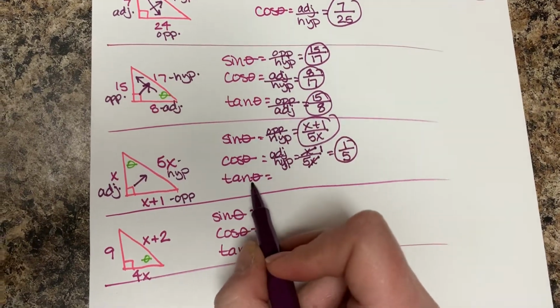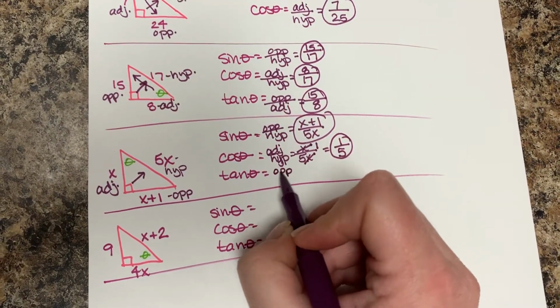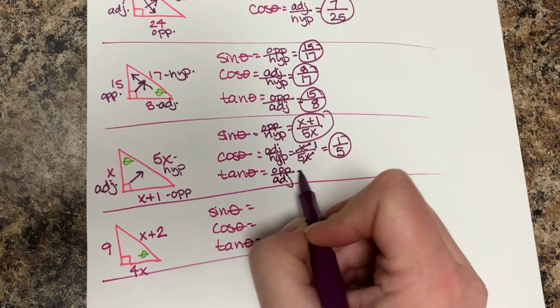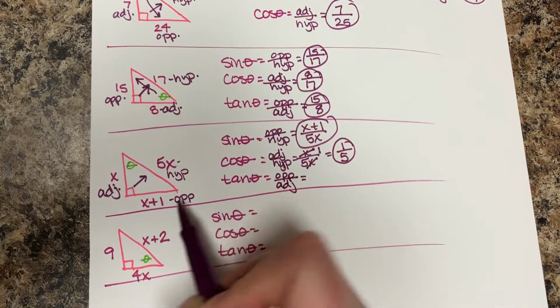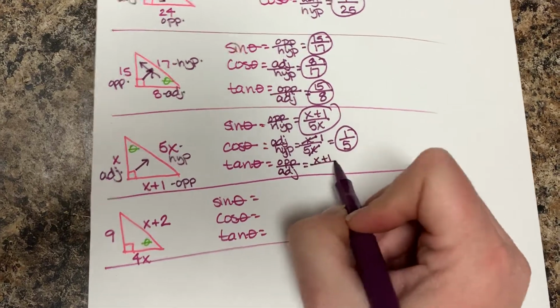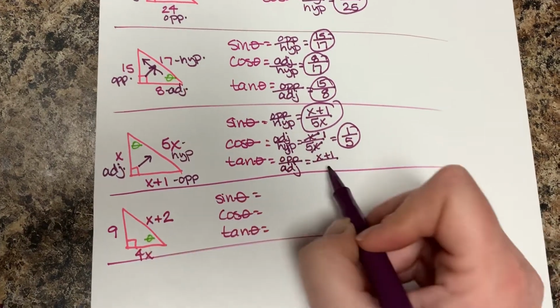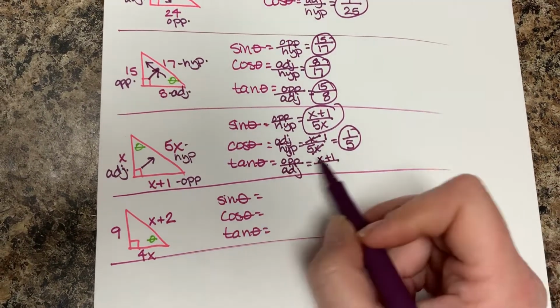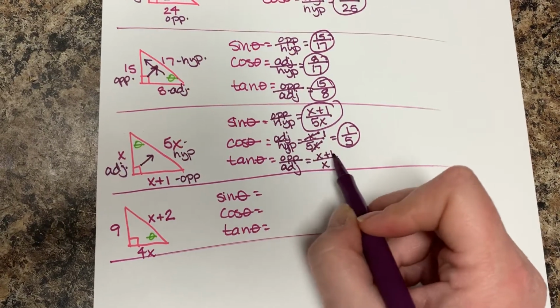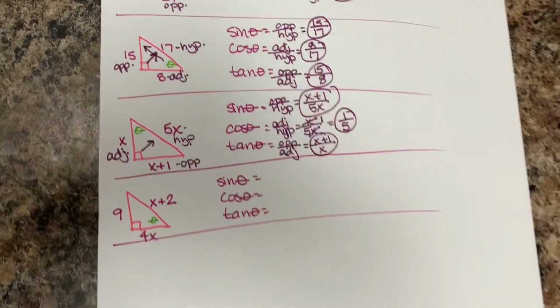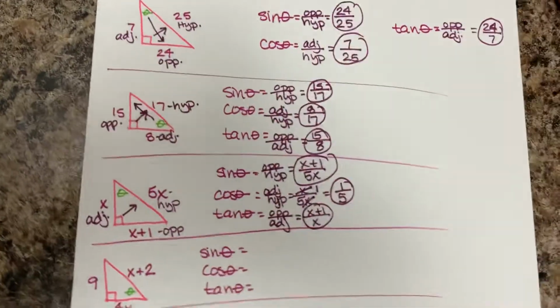Okay, so then tangent is opposite over adjacent. So our opposite side is x plus 1 over our adjacent side is x. And that's as simplified as we can get because we don't have common factors in all three terms. So that's all for that one.